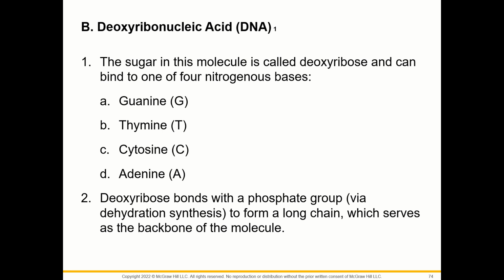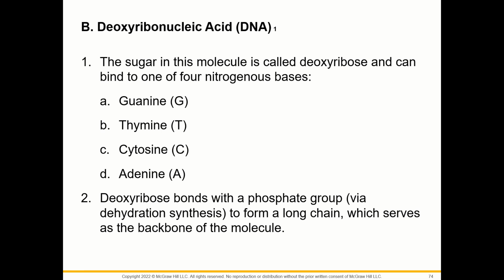So let's talk about deoxyribonucleic acid, or DNA, first. The sugar in this molecule is called deoxyribose and can bind to one of 4 nitrogenous bases: guanine, thymine, cytosine, and adenine. Deoxyribose bonds with a phosphate group via dehydration synthesis to form a long chain, which serves as the backbone of the molecule. So we call this a sugar-phosphate backbone of DNA.